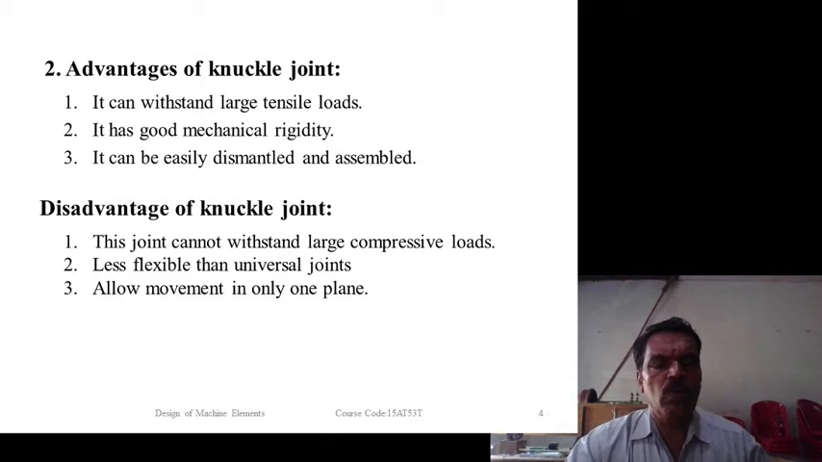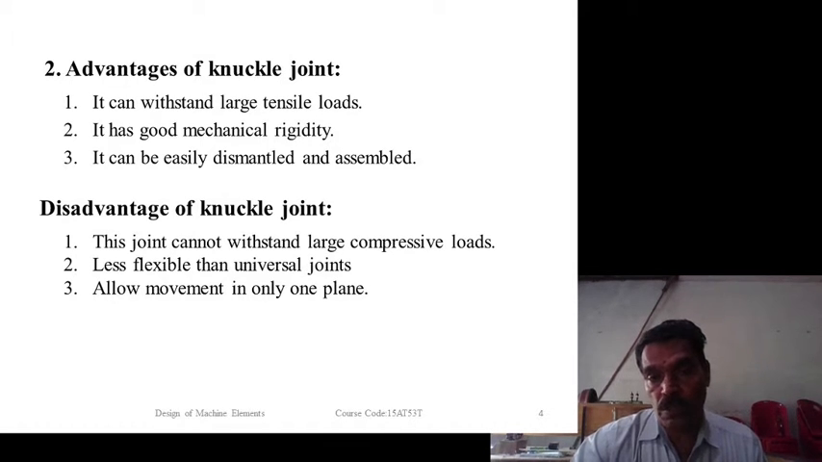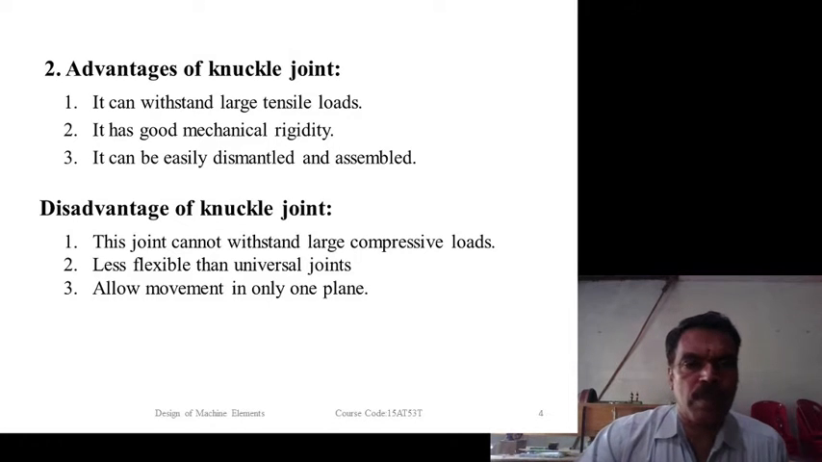Okay, so now what are the disadvantages of the knuckle joint? Let us understand the points one by one. First thing is this joint cannot withstand large compressive loads. It means that it can withstand only tensile loads, not compressive loads. So it is used only for tensile loads, and that is the main disadvantage of this type of joint.